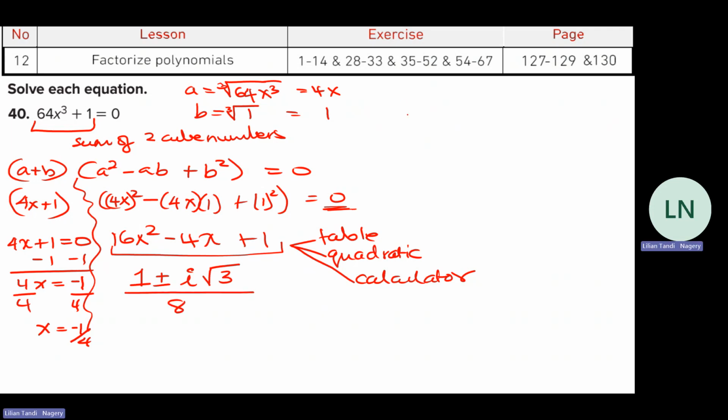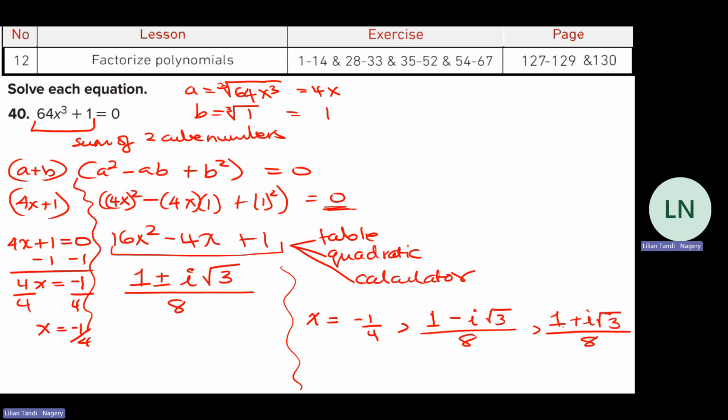So let's write our answer. x equals negative 1 over 4, 1 minus i root 3 over 8, 1 plus i root 3 over 8.